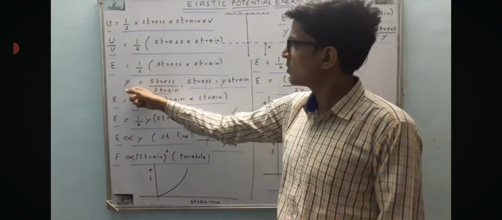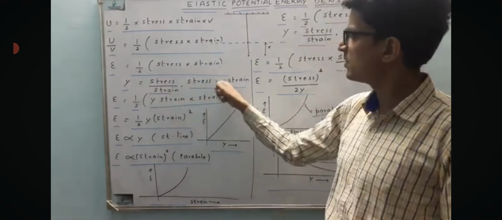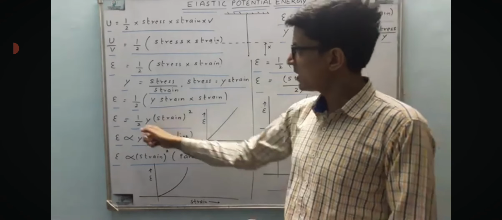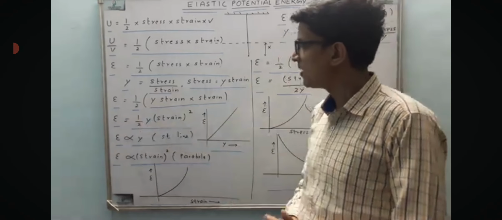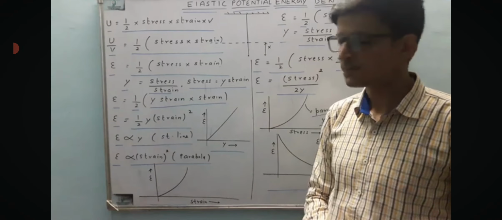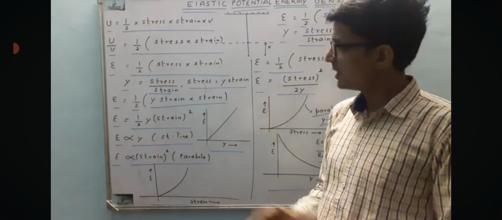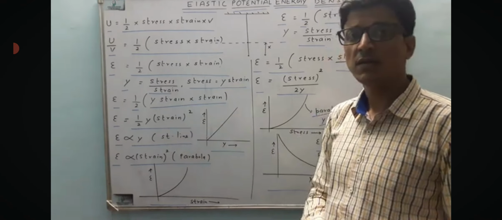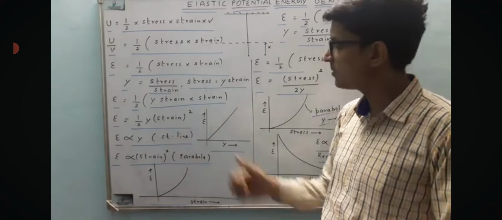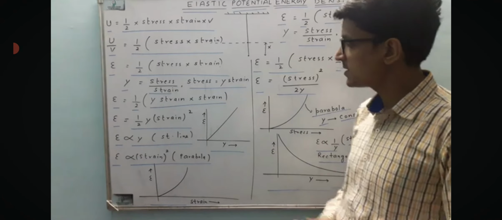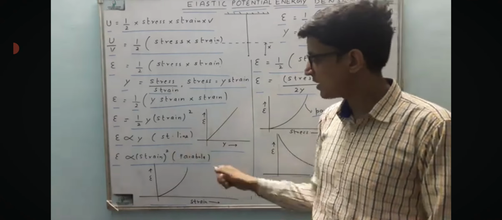Now we know that Young's modulus is stress upon strain, so stress will be Y into strain. So we can write energy density is equal to half Y into strain squared. We can conclude two things. The first is E is proportional to Y, that is Young's modulus, and the graph will be a straight line. And the second is that E is proportional to strain squared, so the graph will be a parabola.